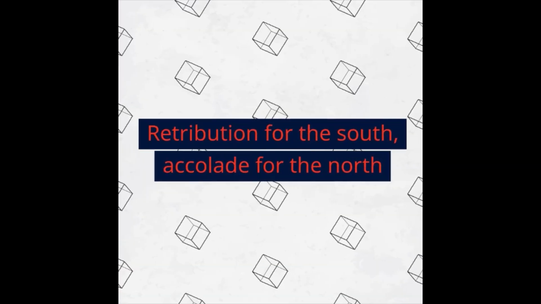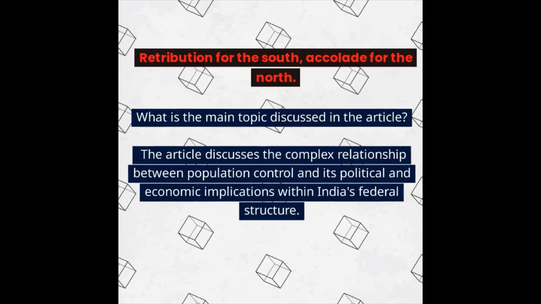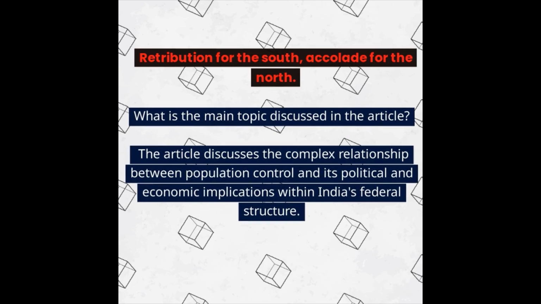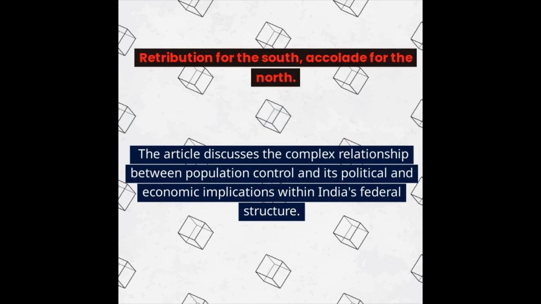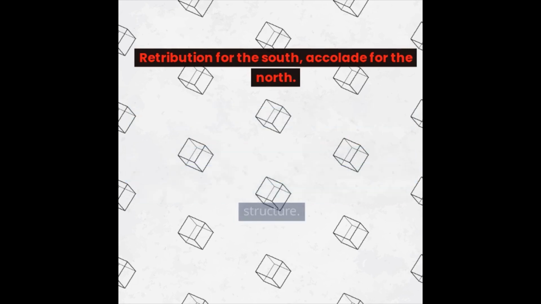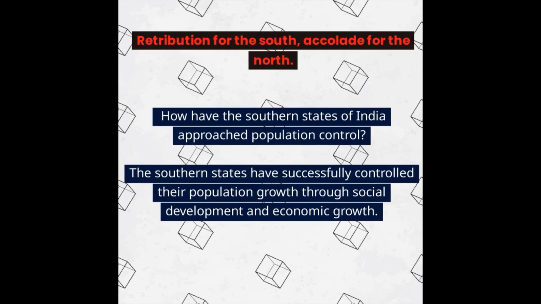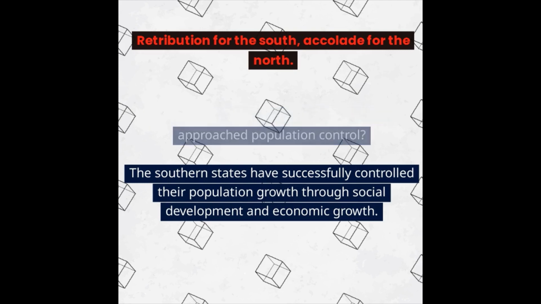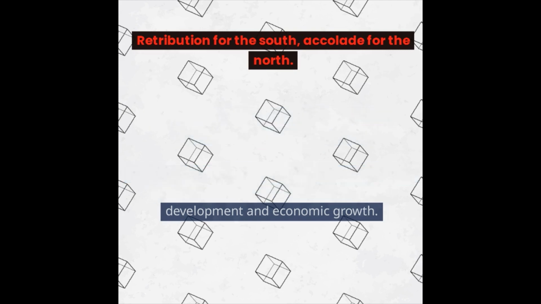Retribution for the South, accolade for the North. What is the main topic discussed in the article? The article discusses the complex relationship between population control and its political and economic implications within India's federal structure. How have the southern states of India approached population control? The southern states have successfully controlled their population growth through social development and economic growth.